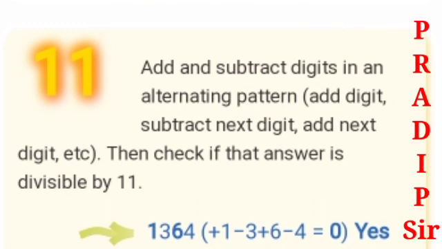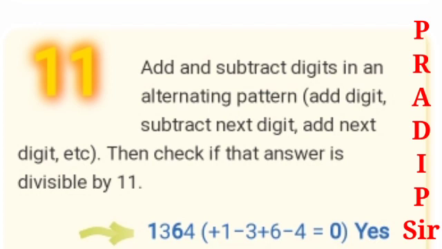Now take the example of a number 1364. We have to add and subtract alternatively. That means first plus 1, then minus 3, then plus 6, then minus 4. That means first digit plus, second digit minus, third digit plus, fourth digit minus. If we arrange this, 1 minus 3 plus 6 minus 4, the result is 0. And 0 is divisible by every number. So the given number is divisible by 11.